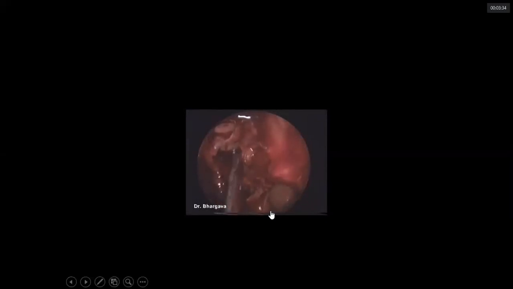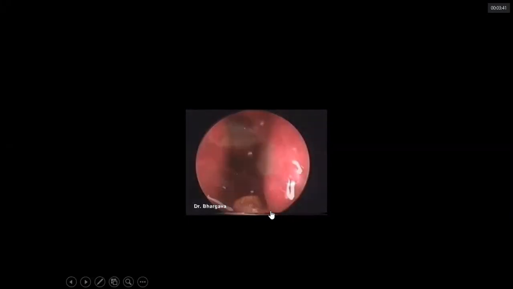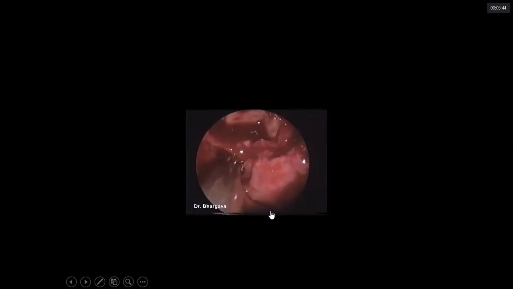The posterior ethmoidal cells are now being opened with the micro-debrider to reveal an Onodi cell with the optic nerve at its lateral boundary.